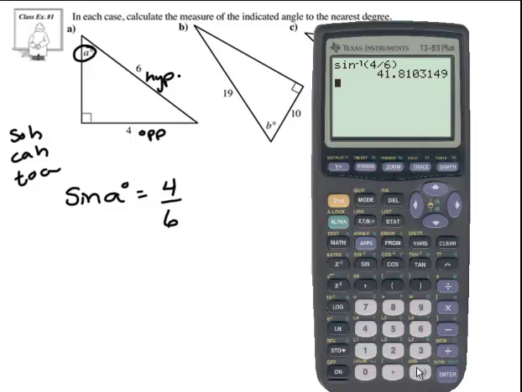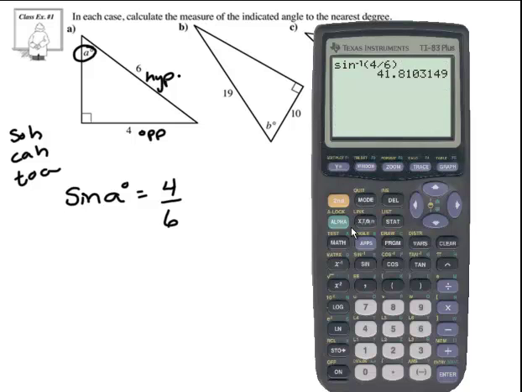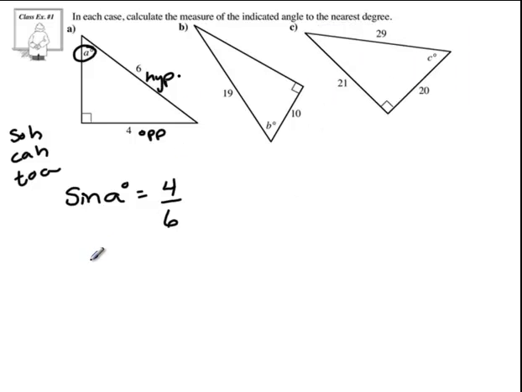And if you're doing this and getting a different answer, it's probably because your calculator isn't in degree mode. So make sure you're in degree mode. To the nearest degree, so I've got 41.8. To the nearest degree, that would be 42 degrees. So angle A is equal to 42 degrees.